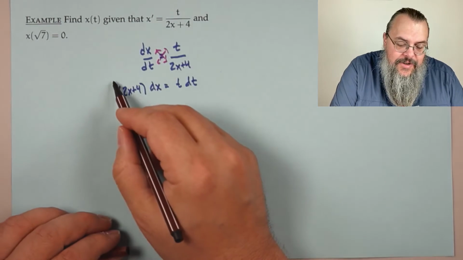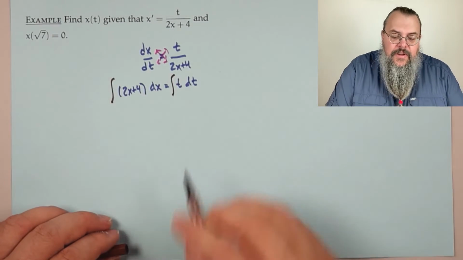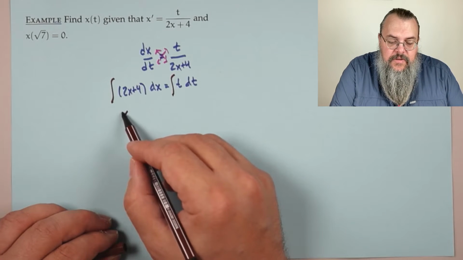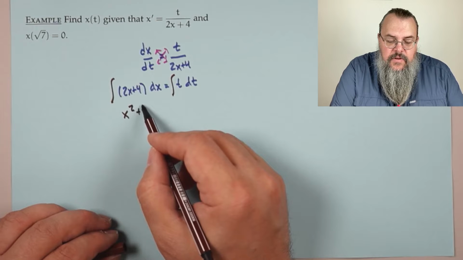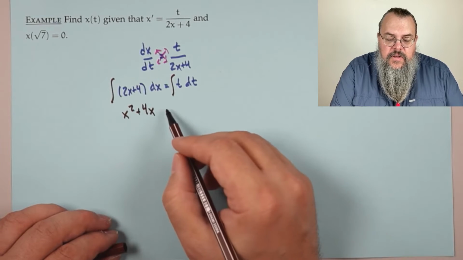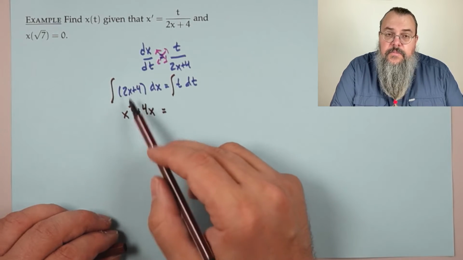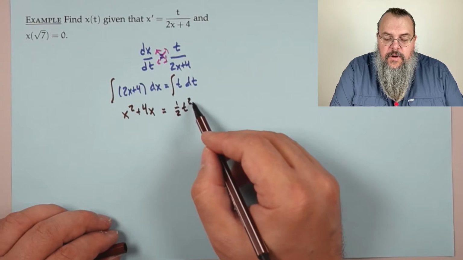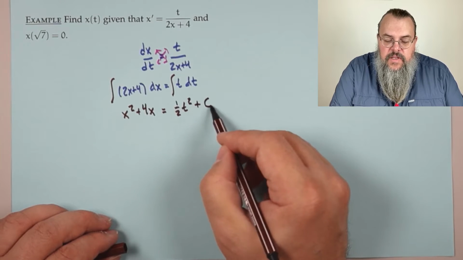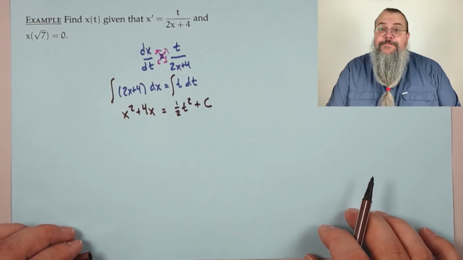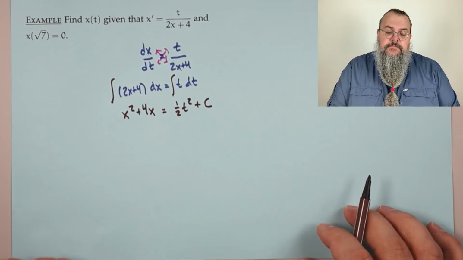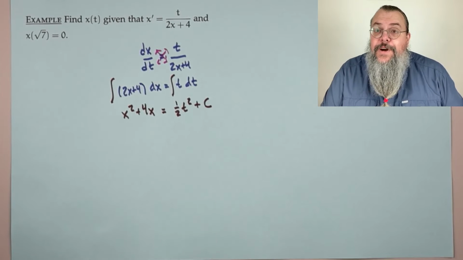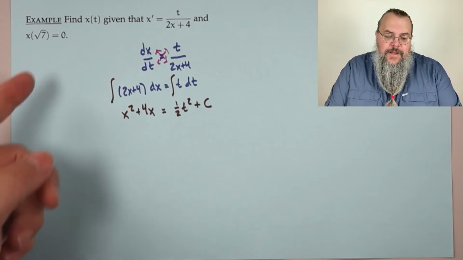So we integrate both sides. And what do we have? Well, we have x squared plus 4x is equal to, straightforward, no surprises, 1/2 t squared plus c. All right. Well, what to do? What to do? Well, let's solve for c. That doesn't seem so bad, right?